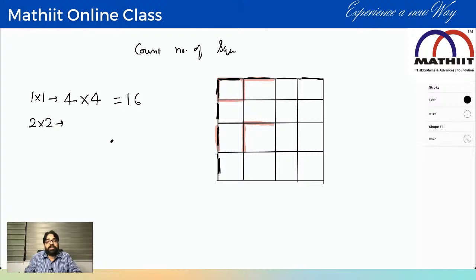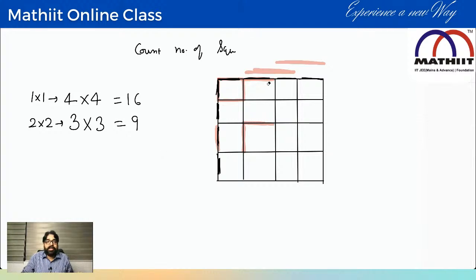2 into 2 size of the square. Let's see. 2 into 2 size means 2 units horizontal, 2 units vertical. Think 2 units horizontal, what is the possibility? Either this, or this, or this. Means there are 3 ways to select horizontal. How many ways can I select vertical? 3 ways. So a total of 9 squares will be there, of 2 into 2 size. Am I clear to everybody?